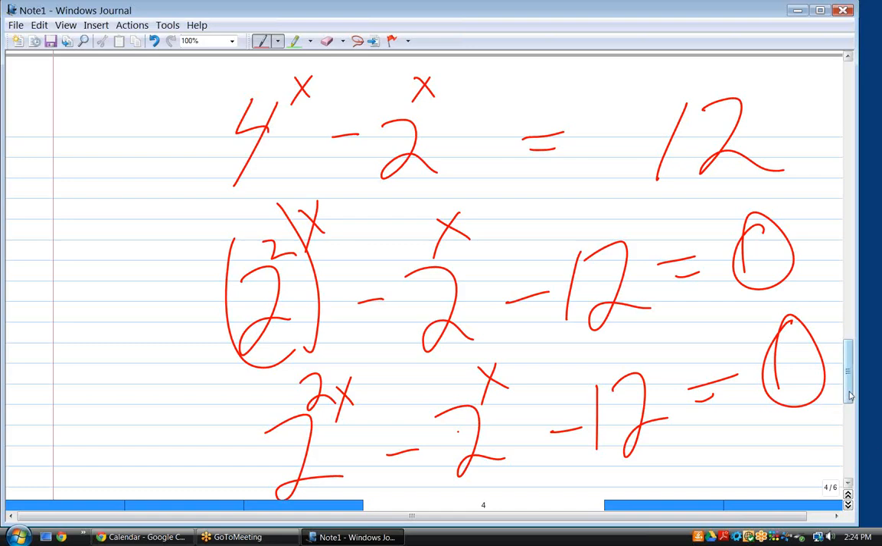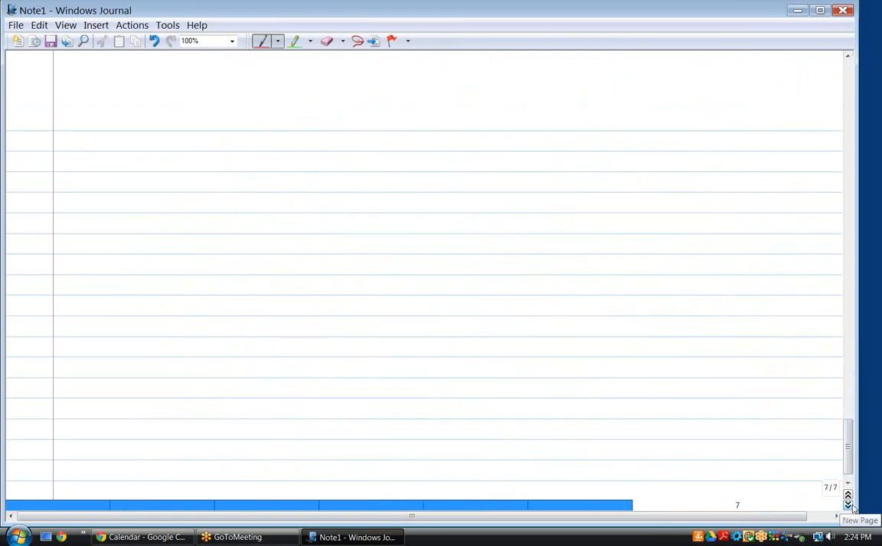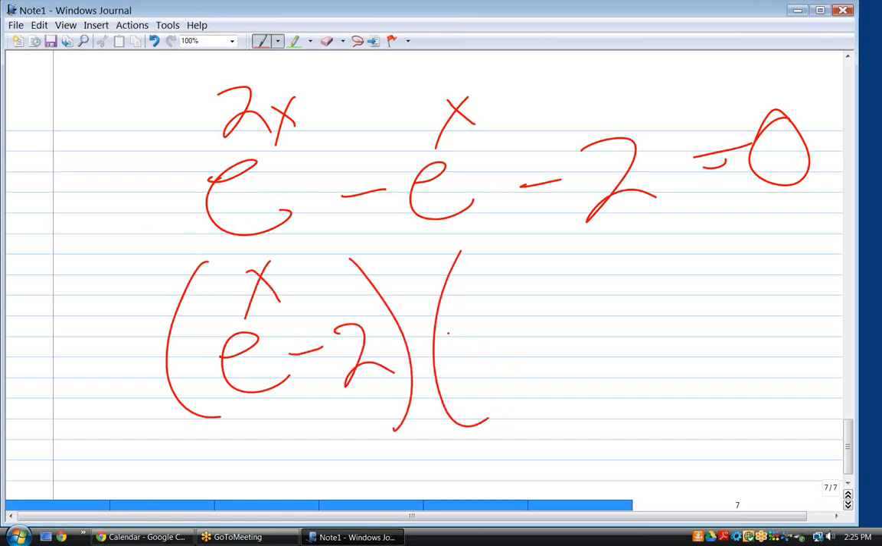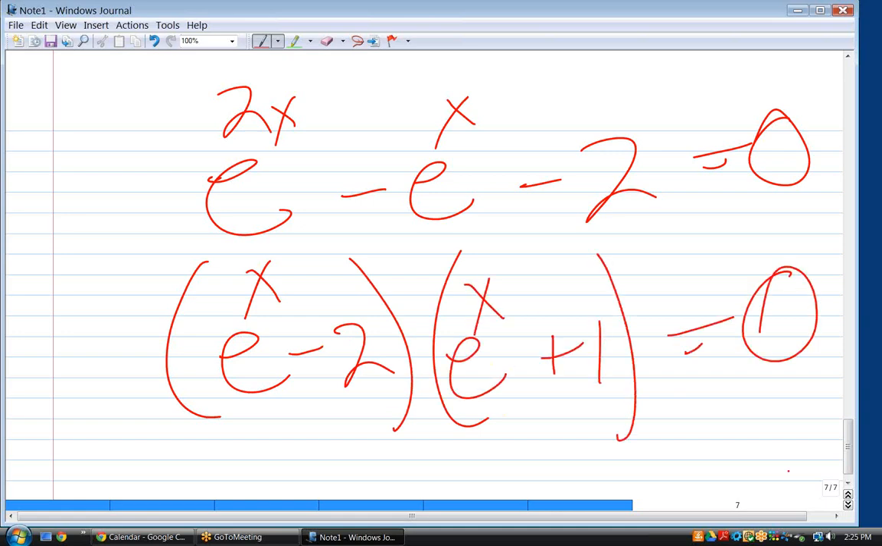There's lots of different kinds of quadratics. In other words, the one that I'm used to seeing that is not overly familiar to people is something like this. Okay. And this is very similar to what we just looked at, only in this case we have e as the base, and in your case we had 2. If I was going to factor this, it would be e to the x minus 2 times e to the x plus 1. And then I'd go from there.